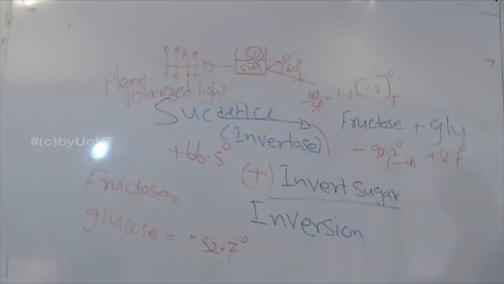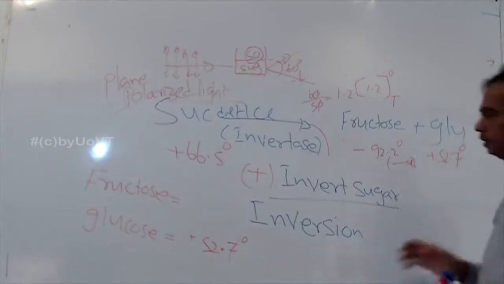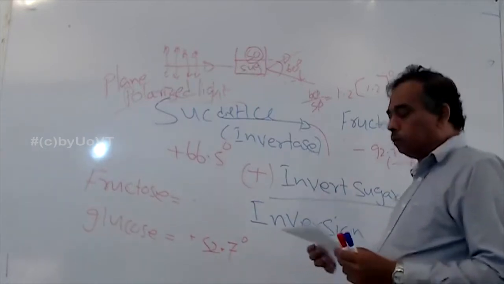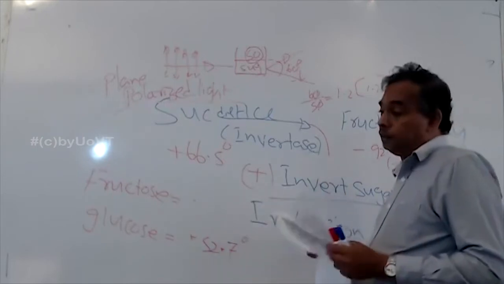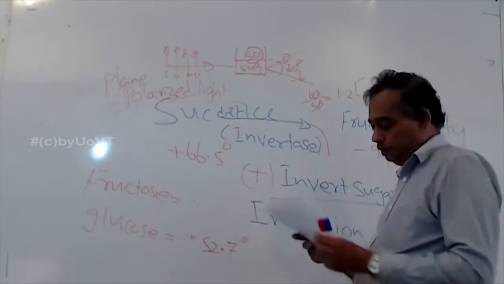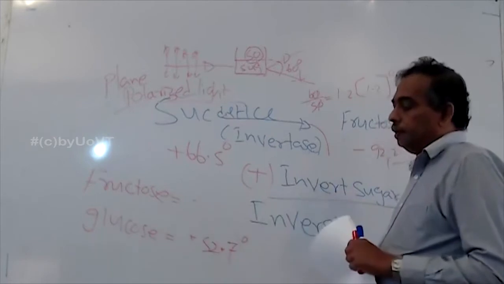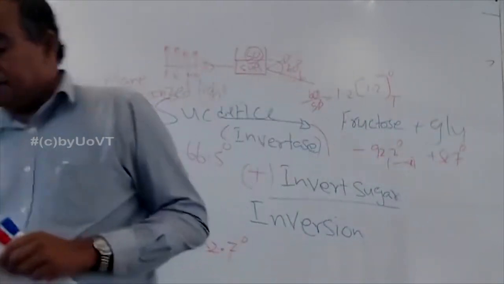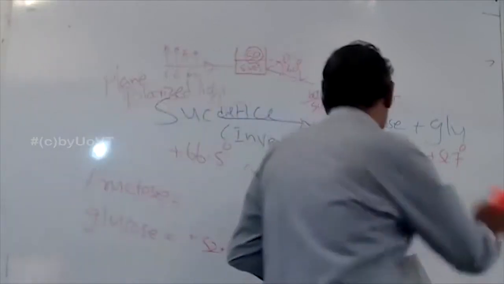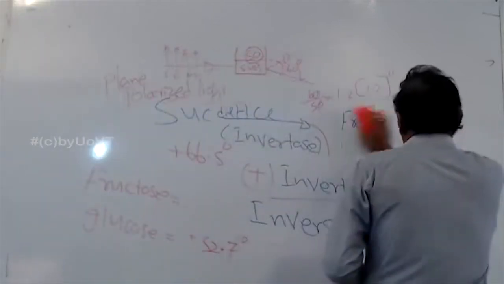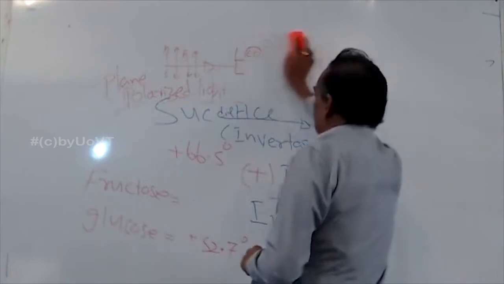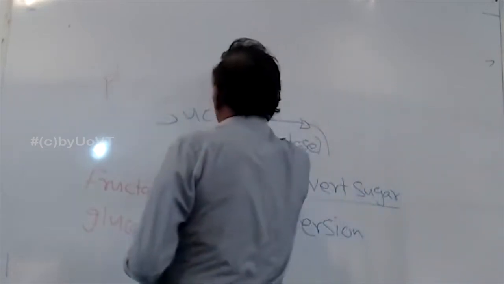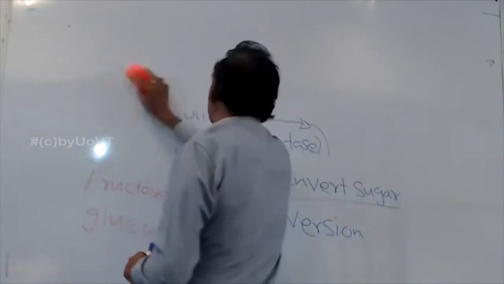With respect to the hydrolysis of sucrose, fructose and glucose are invert sugars. Right? I think we have enough explanation based on the invert sugar and specific rotation. All are based on the chemistry, right?